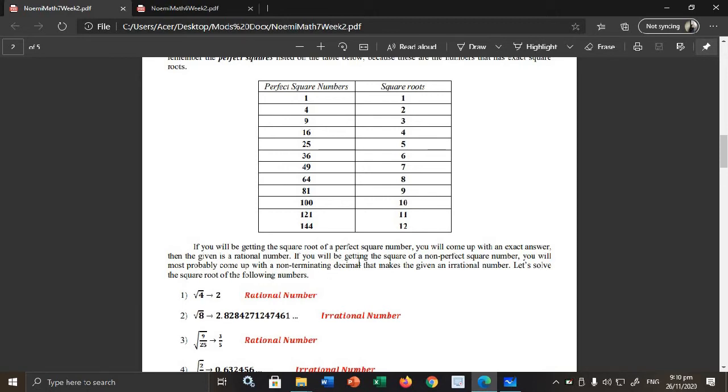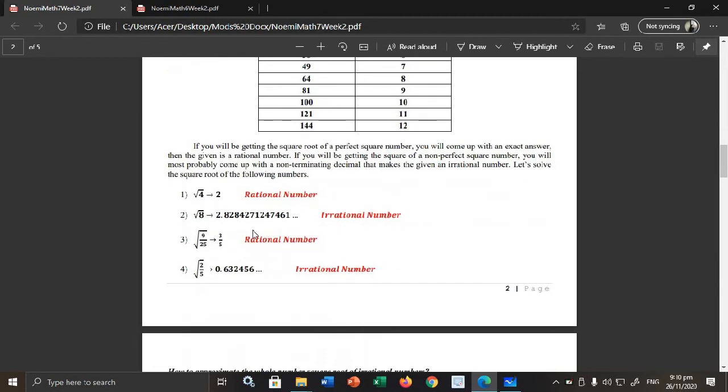So, pwede yung makuha mong answer, pero not all the time. So, most probably, that this is just a probability, no? Most probably, non-terminating and non-repeating decimal yung lalabas dyan. Meaning, yung given mo is an irrational number. So, let us observe this part here, this example.